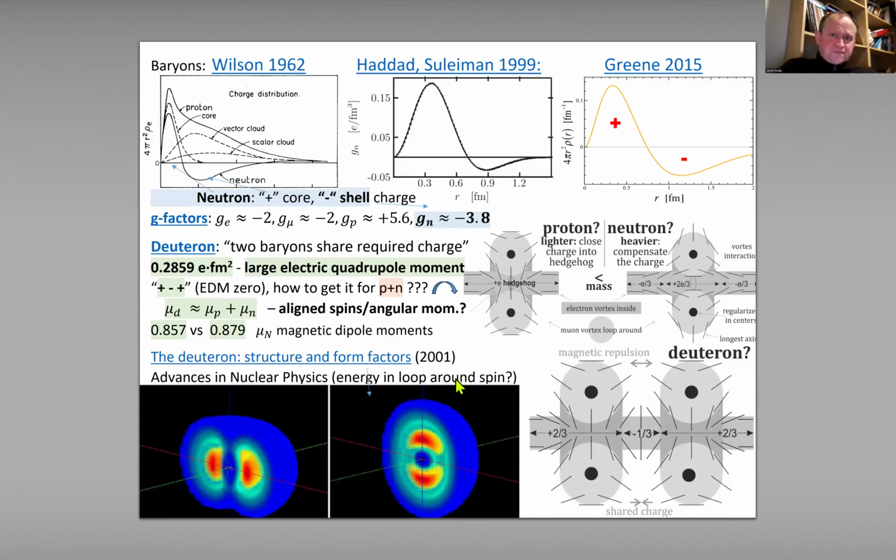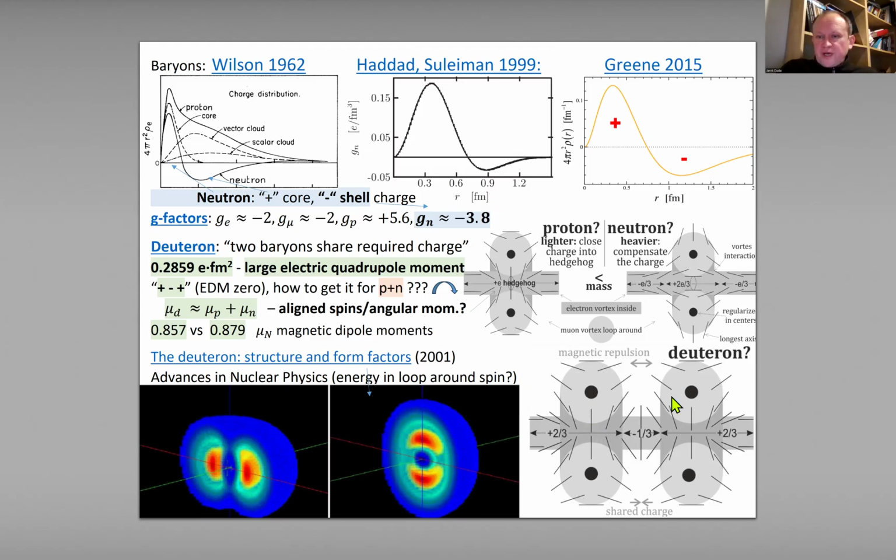So the question is, what about the charge distribution? For the proton, it's indeed only positive, but slightly wider than for the electron, the positron. For the neutron, it is believed non-experimentally that indeed it's a positive core and negative shell, as we have obtained. The positive is required by this vortex around. Then the deuteron is also very interesting. For us, the deuteron will be like this: we have two baryons requiring a charge.